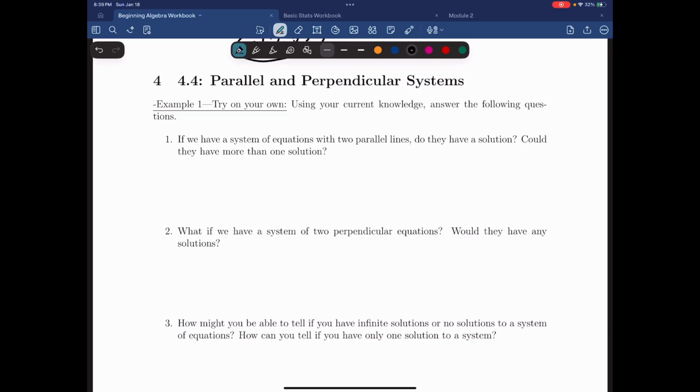So question 1 says, if we have a system of equations with two parallel lines, do they have a solution? And could they have more than one solution? Well, the short answer is no, they would not have a solution. And that is because parallel lines never intersect.